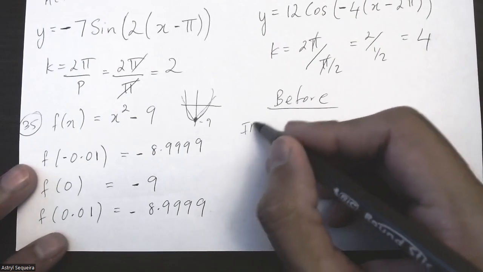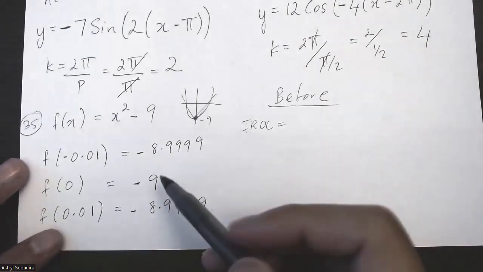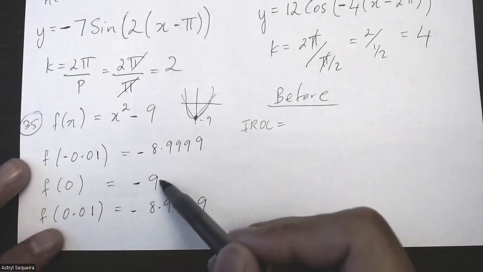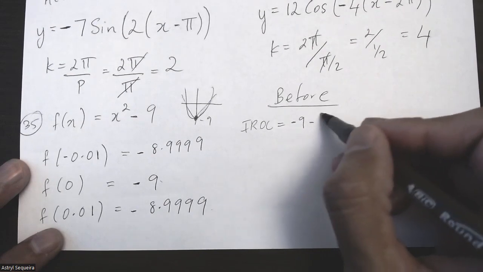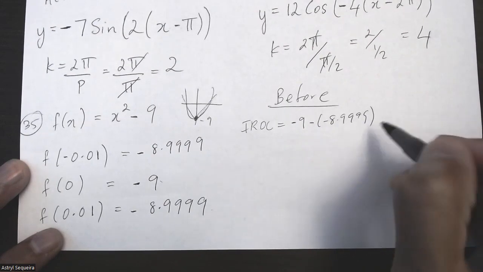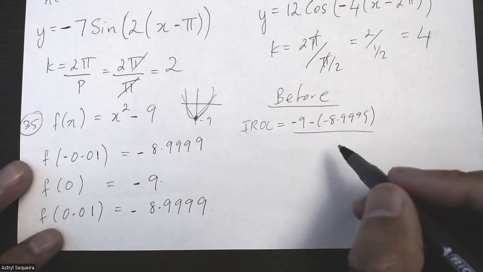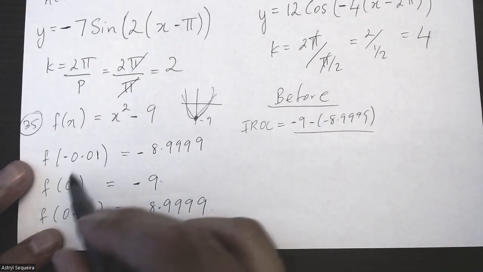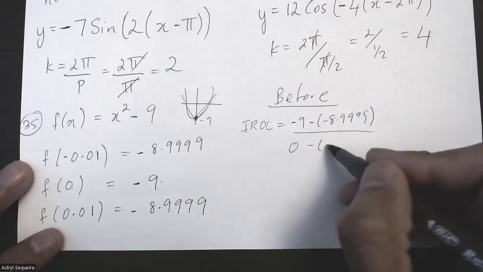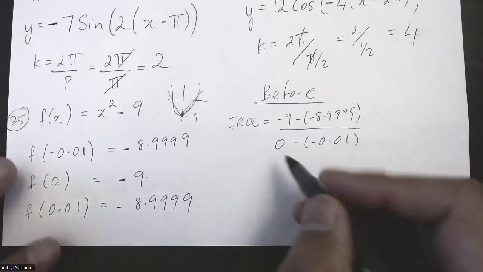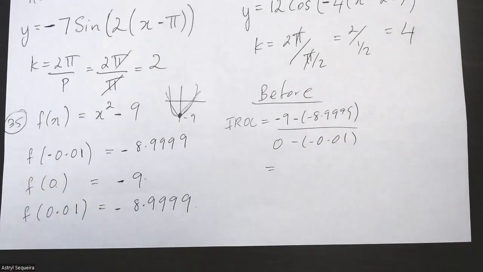So IROC is just, I'm going to do it for these 2 points over here. So y2 minus y1, negative 9 minus negative 8.9999, divided by x2 minus x1, so 0 minus negative 0.01. And if I calculate this, negative 9 plus 8.9999. Oh, that's a really small number.